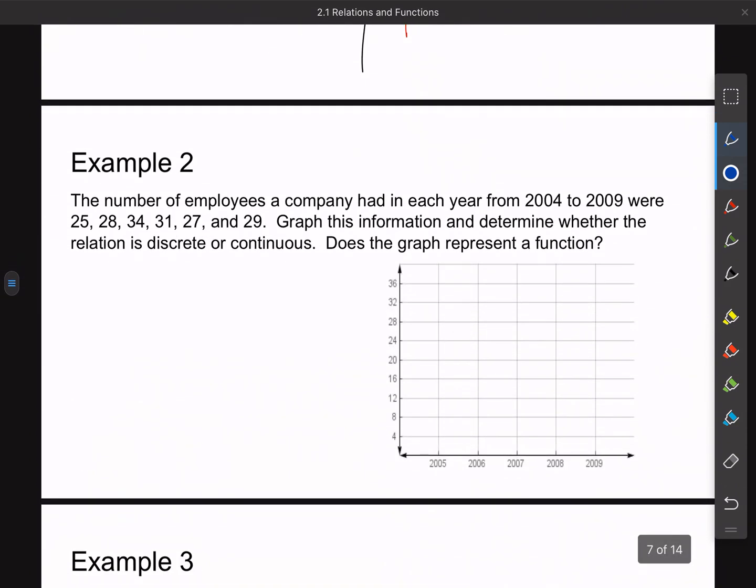Okay, so example 2. The number of employees a company had in each year from 2004 to 2009 were, they give you all the numbers. Graph this information to determine whether the relation is discrete or continuous. Does the graph represent a function?